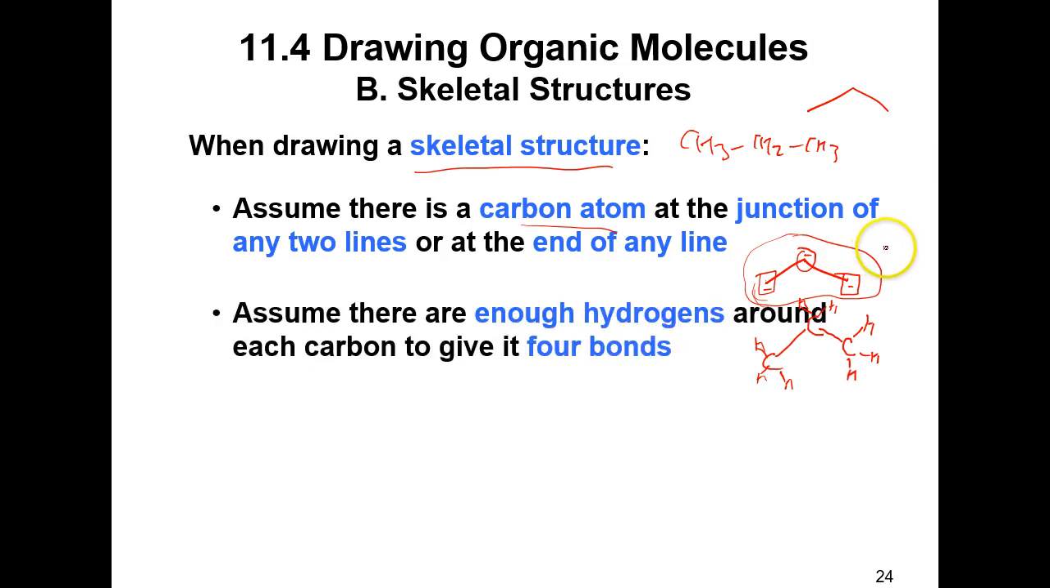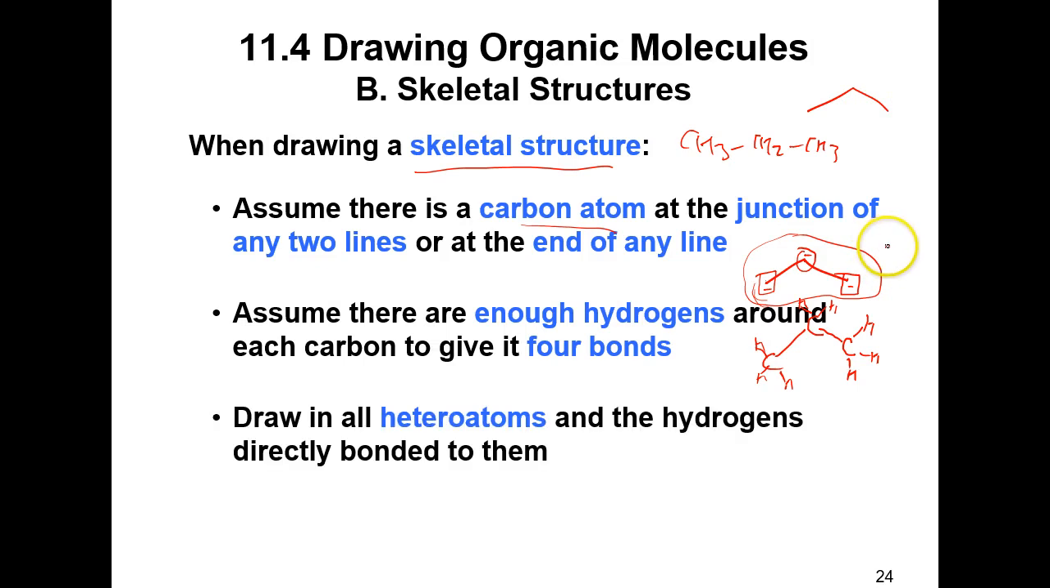Okay. So also assume there are enough hydrogens around each carbon so that there's 4 bonds, or there's an octet. Draw all heteroatoms and the hydrogens directly bonded to them. So for example, if we have CH3, CH2, OH, I'm going to draw it like that. Okay, or if you wanted to, you could also draw it like this. So this CH3 is that carbon, this CH2 is that, and then you have your oxygen and your hydrogen.